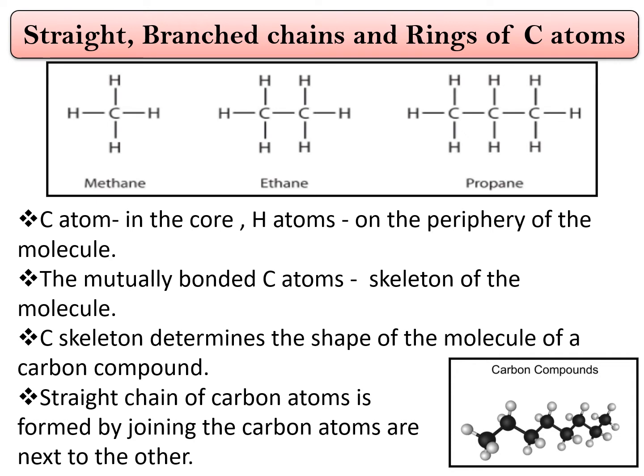If it is in the branch form, then we get to know the shape of the compound. Straight chain of carbon atoms is formed by joining the carbon atoms which are next to each other. Like I already said, the carbon compound is increasing and the atoms are added on to one side, and that is why they are called your straight chain carbon compound.